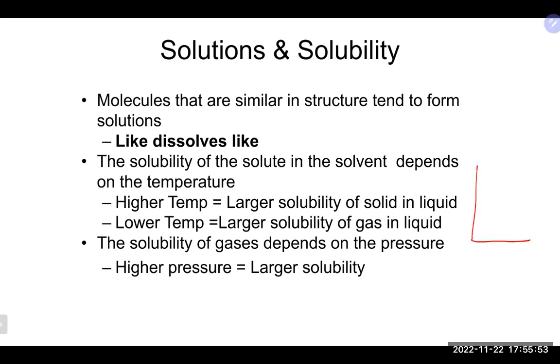And that is because at a lower temperature, as we know, our gas molecule is moving slower, which means it's going to be in the liquid part for a much longer period of time as it is flying around before it's able to exit. Also, the solubility of gases does depend on pressure. The higher the pressure, the larger the solubility of a gas in a liquid, for example.